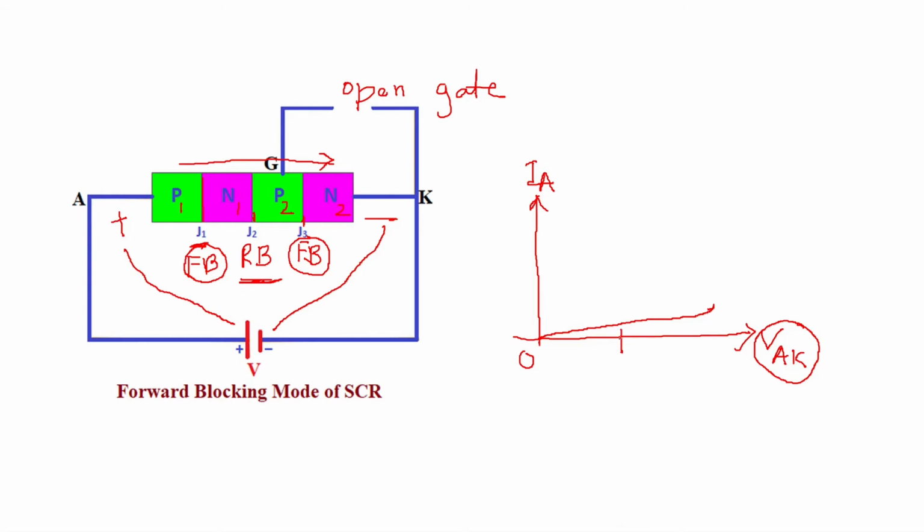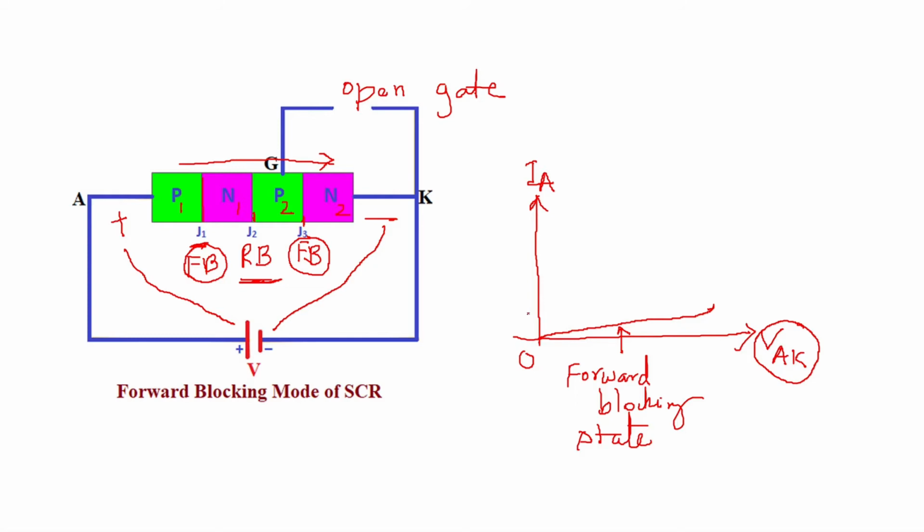So this type of area of the graph will be called the forward blocking state. Okay, forward blocking state. Now this is what is happening when you have this type of circuit, forward blocking.